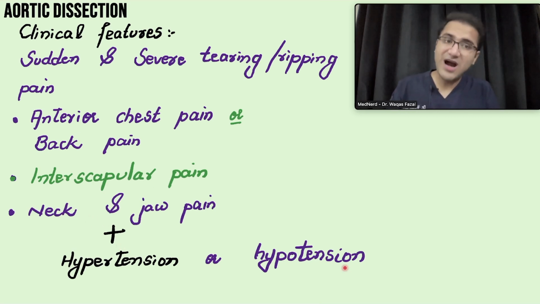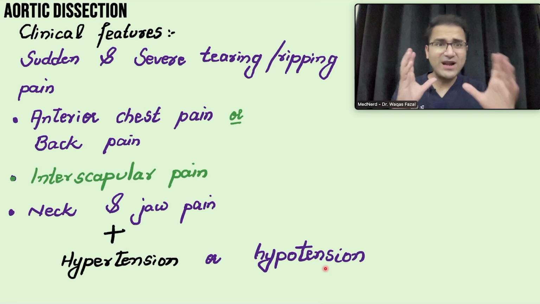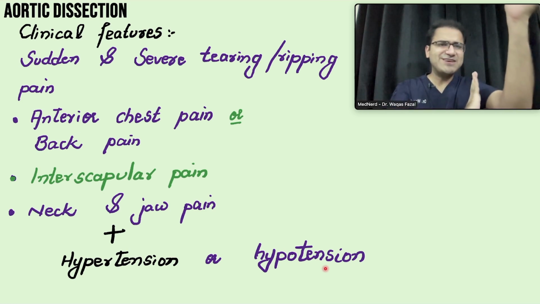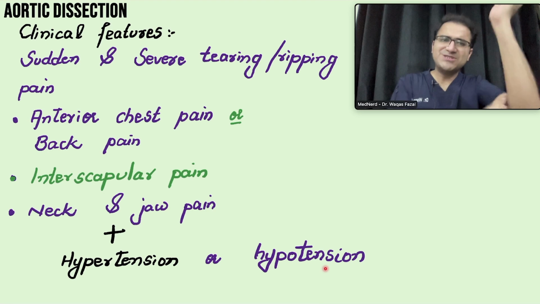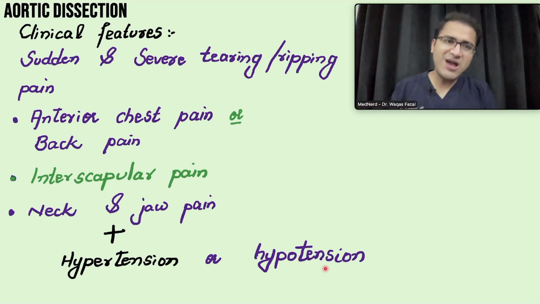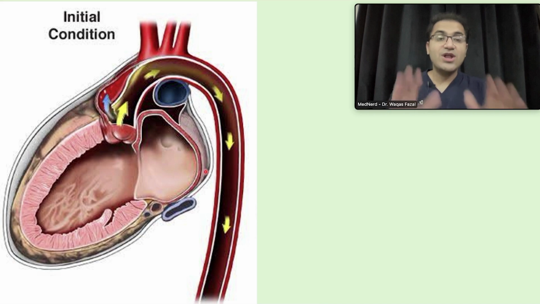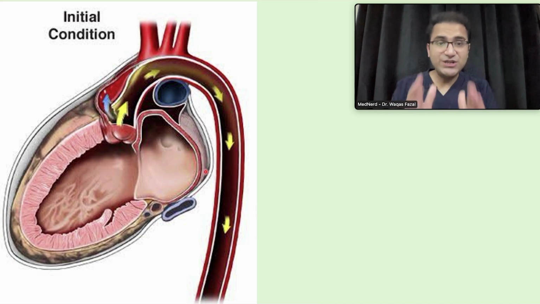with hypertension or hypotension. Now, at the same time, our patient was having asymmetrical blood pressure. On one side the patient was having hypotension, and on the other side the patient was having hypertension. How does this happen? Now we'll explain that as well. This is a very important slide. Make sure to listen to each and every word that I am saying right now.